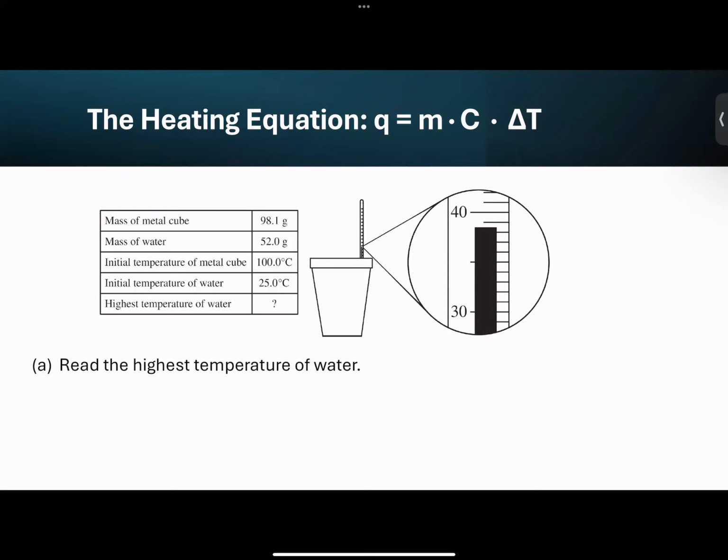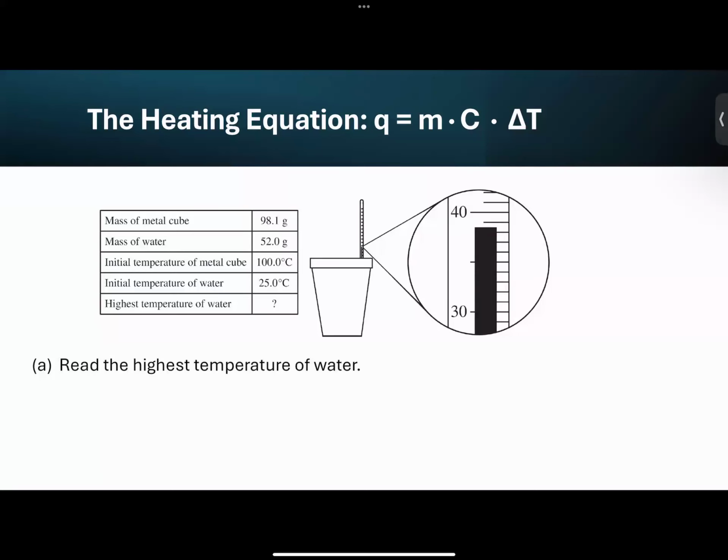When you add a metal cube, 98.1 grams, heated in boiling water at 100 degrees C, to the water at room temperature, 25 degrees C, 52 grams of water, the temperature changes. We measure the temperature usually every 30 seconds and determine the highest temperature. It will eventually cool down, because the heat will be lost to the environment, to the surroundings.